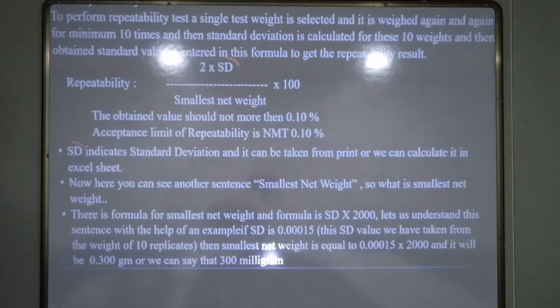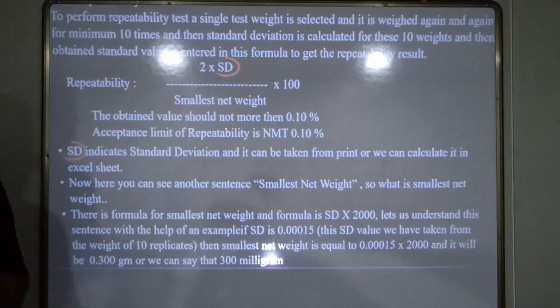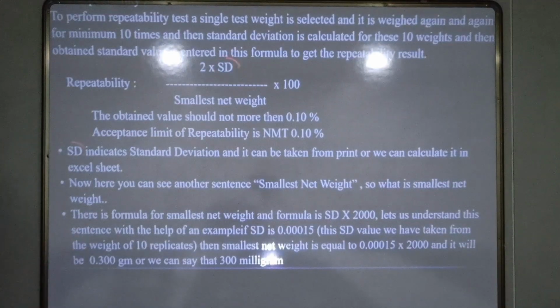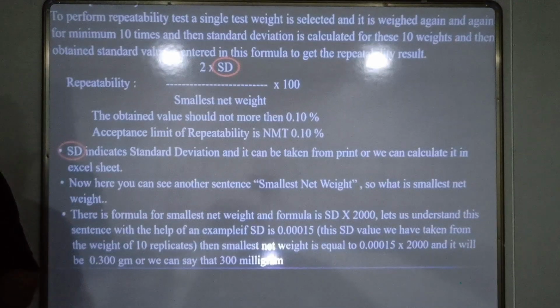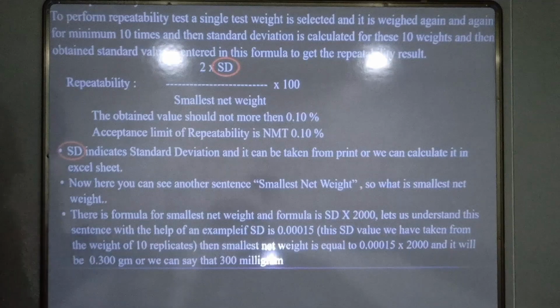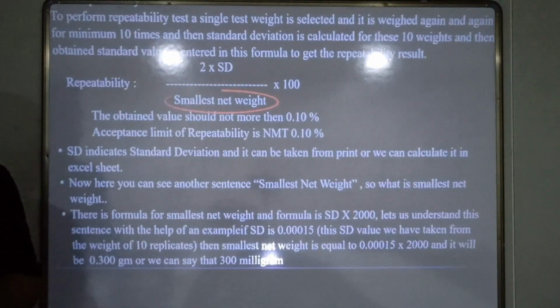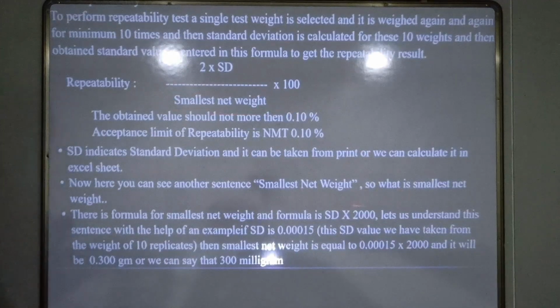Here, SD indicates standard deviation, and it can be taken from the print or we have to calculate it manually. Nowadays, modern balances have the facility to calculate standard deviation directly and give it on the print. Here you can see another sentence: smallest net weight. So what is smallest net weight? What is the formula of the smallest net weight? The formula of the smallest net weight is SD into 2000.